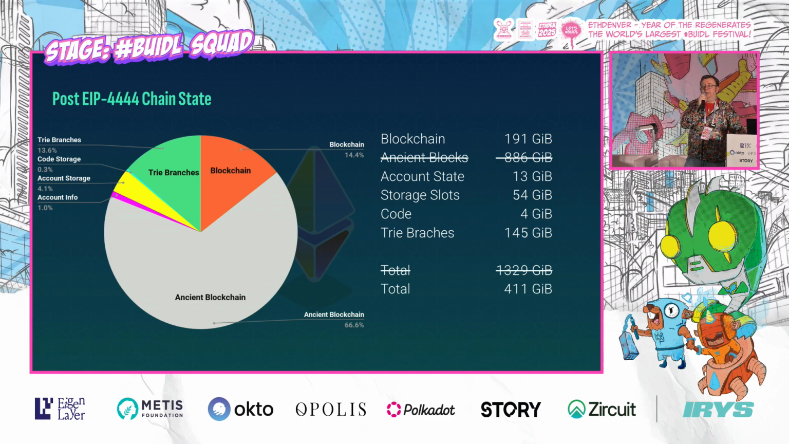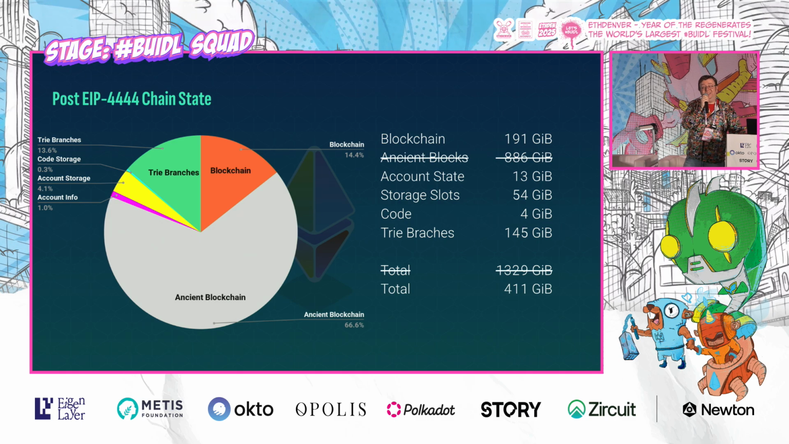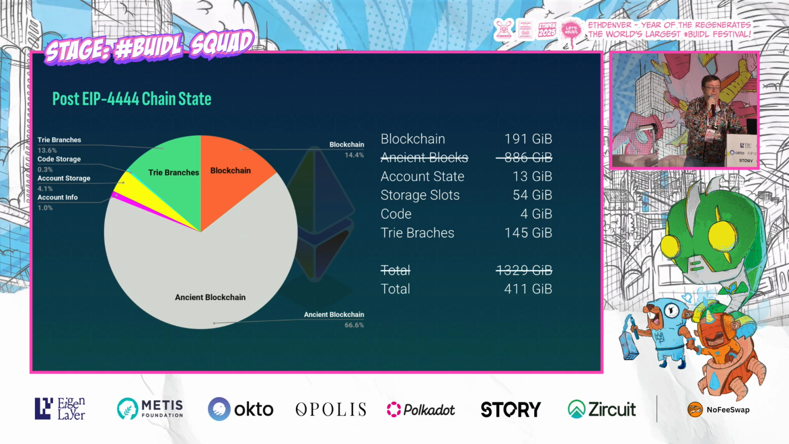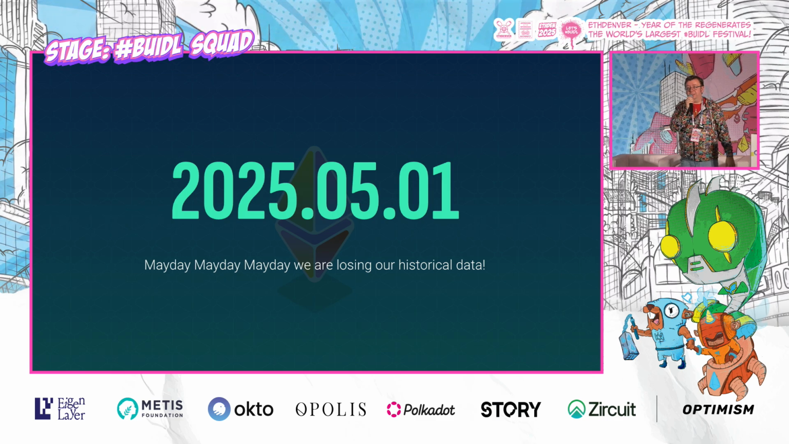But what about all that data? Does it just go away? Does it go in the bit bucket? How do we get the entire history of transactions of Ethereum? It's kind of important stuff. Oh, before I get to that though, when are we going to pull the pin on this?